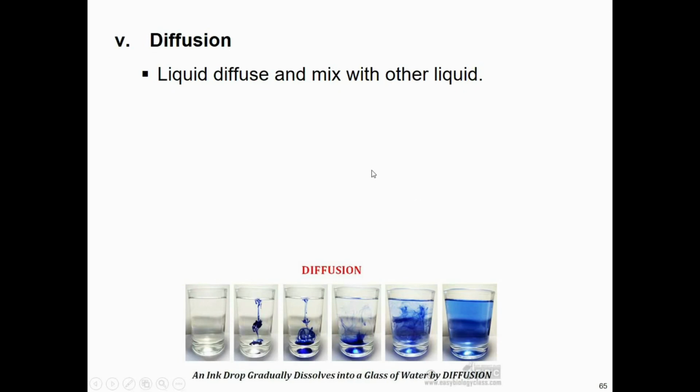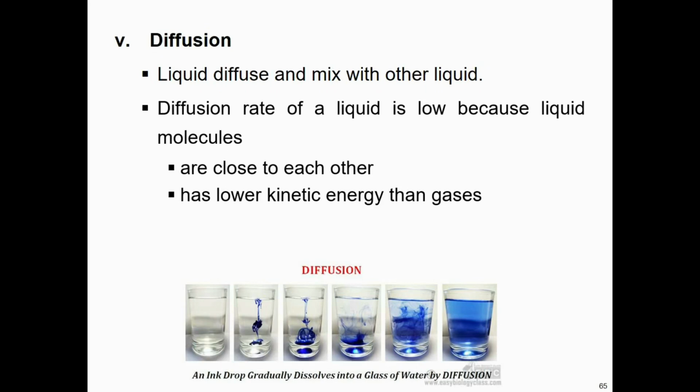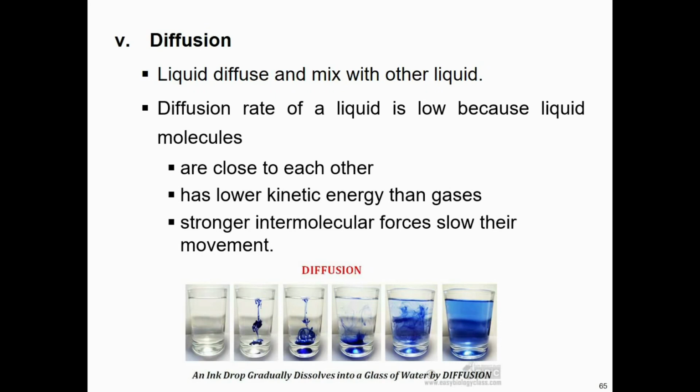And the last one is diffusion. Liquid can easily diffuse and mix with other liquid. The diffusion rate of a liquid is low because liquid molecules are close to each other, have lower kinetic energy than gases, and the stronger intermolecular force slows their movement. Let's say we drop ink into a glass of water. The ink can actually diffuse into the water, but it takes quite a time for it to diffuse completely into the glass of water.